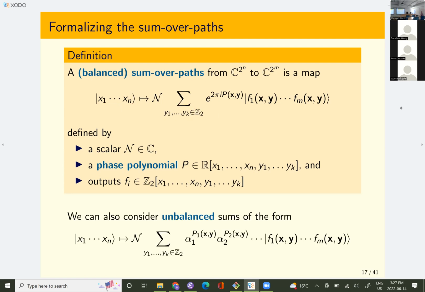And we can also consider unbalanced sums, right? Where instead of having a single root of norm 1, we can have other roots, like alpha 1, alpha 2, all raised to different polynomials. But this ends up being very difficult to work with. So it's not a great thing to do.